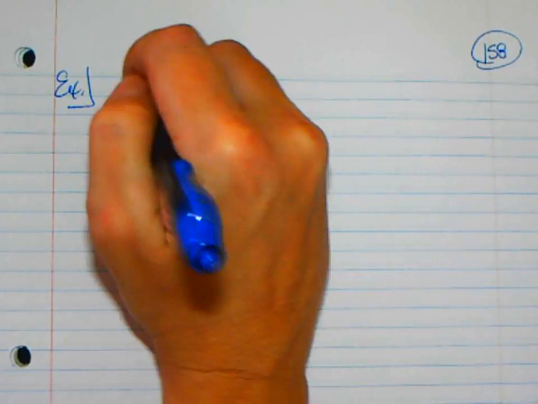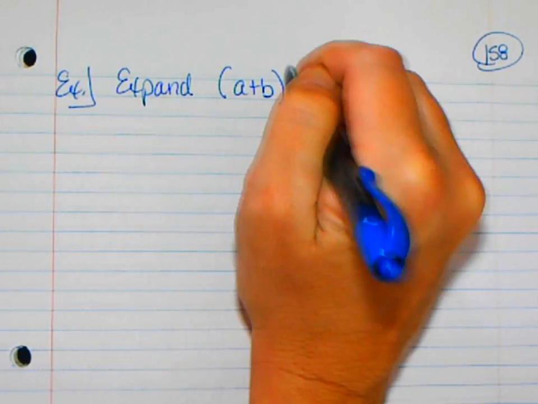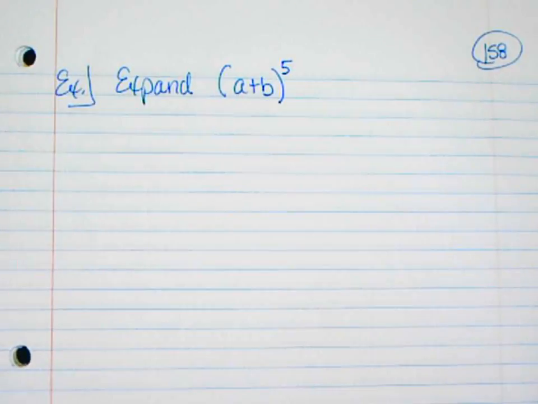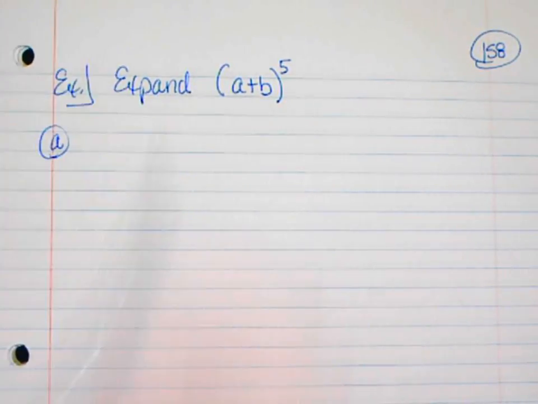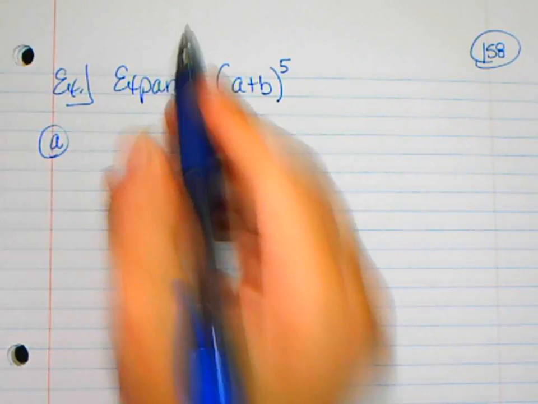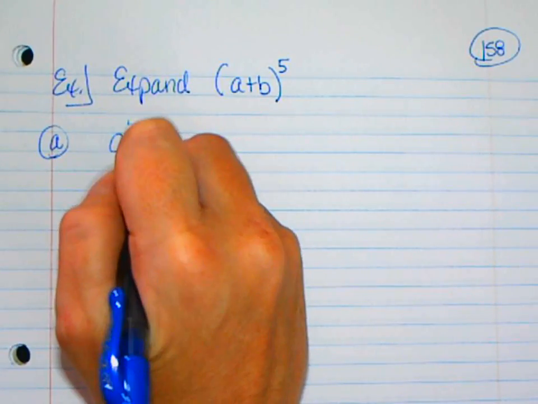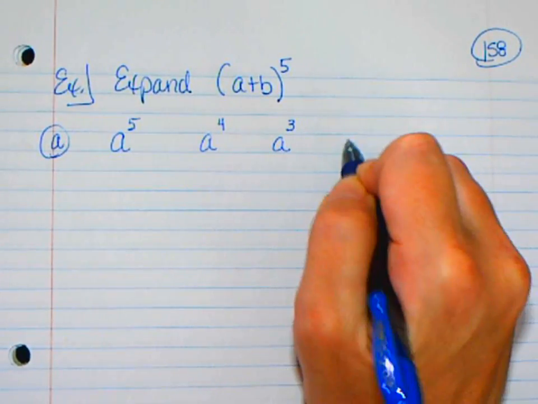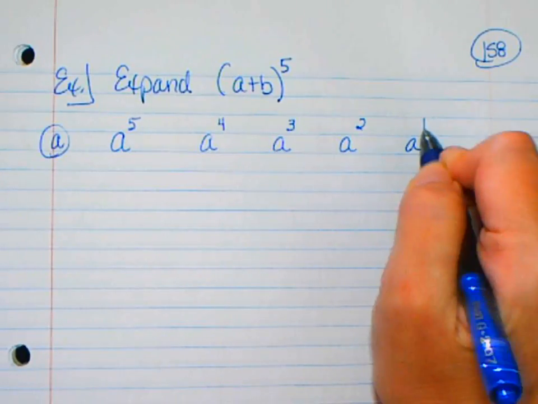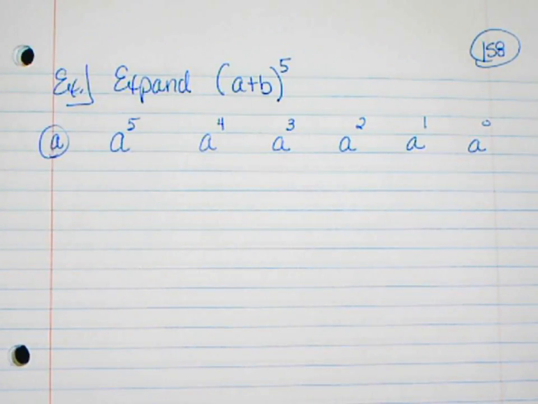So we're going to expand a plus b quantity raised to the 5th power. In my first term, I like to write my a's out first. My first term would be a to the 5th, and then a to the 4th, a cubed, a squared, a to the first, a to the 0. So 1, 2, 3, 4, 5, 6. I should have 6 terms. Got to make sure you do a to the 0.